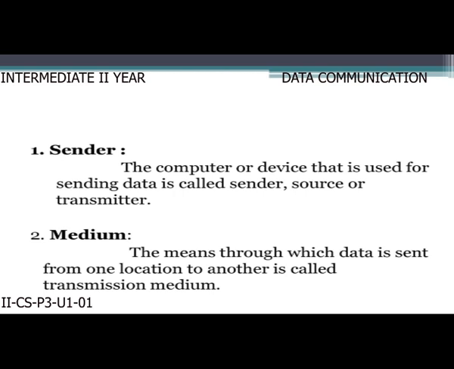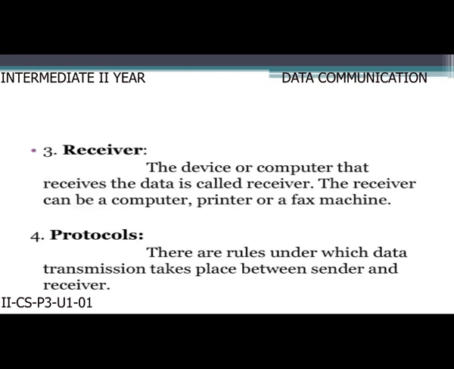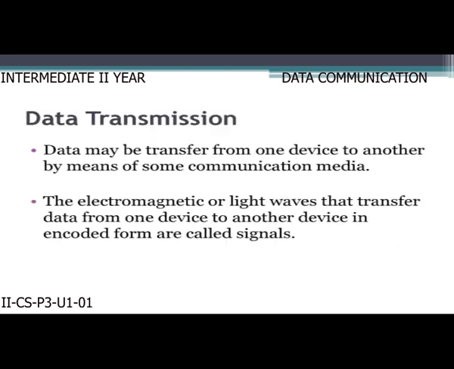First is sender. The computer or device that is used for sending data is called sender, source, or transmitter. Medium. The means through which data is sent from one location to another is called transmission medium. Receiver. The device or computer that receives the data is called receiver. The receiver can be a computer, printer, or a fax machine. Protocols. There are rules under which data transmission takes place between sender and receiver.